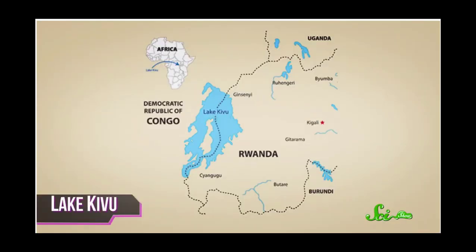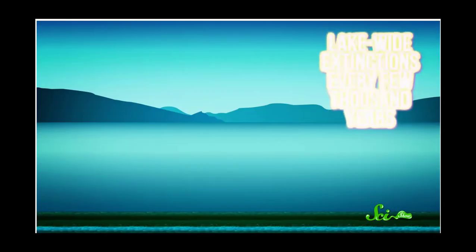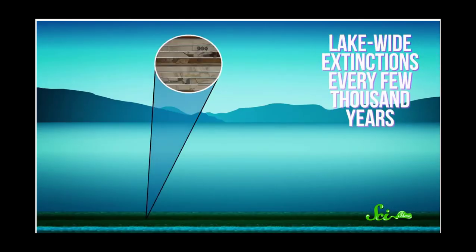Now, though, there's concern about a third lake, Kivu, on the border of Rwanda in the Democratic Republic of Congo. It also has a lot of gas buildup, and the sediment at the bottom of the lake contains evidence of sudden lake-wide extinctions every few thousand years, probably because of limnic eruptions.